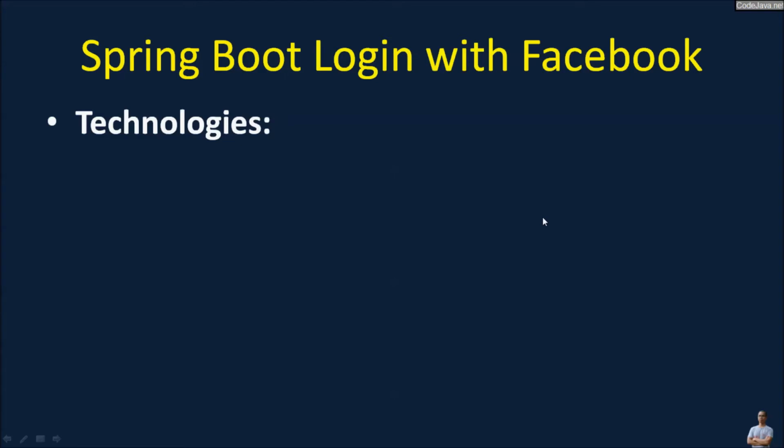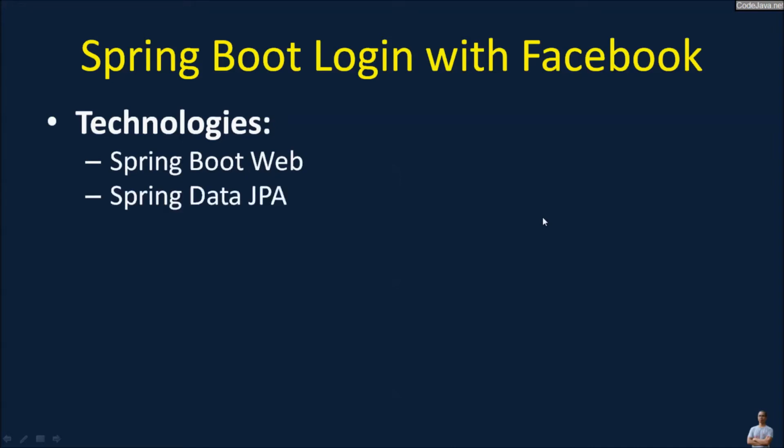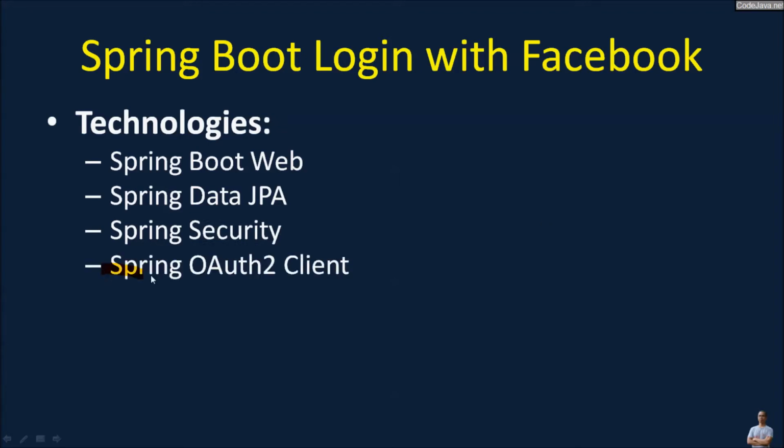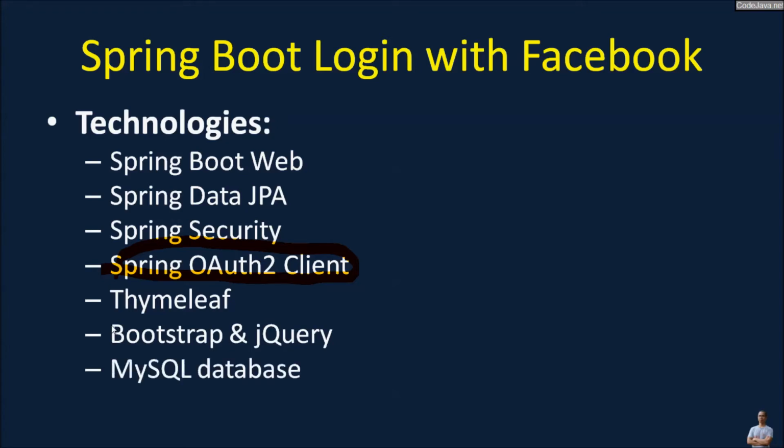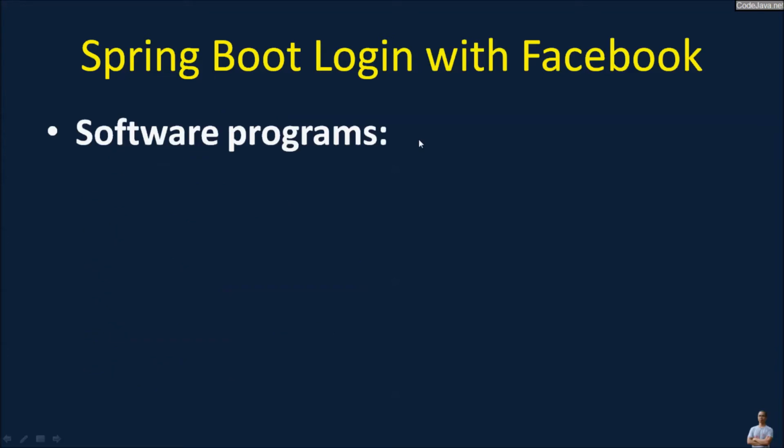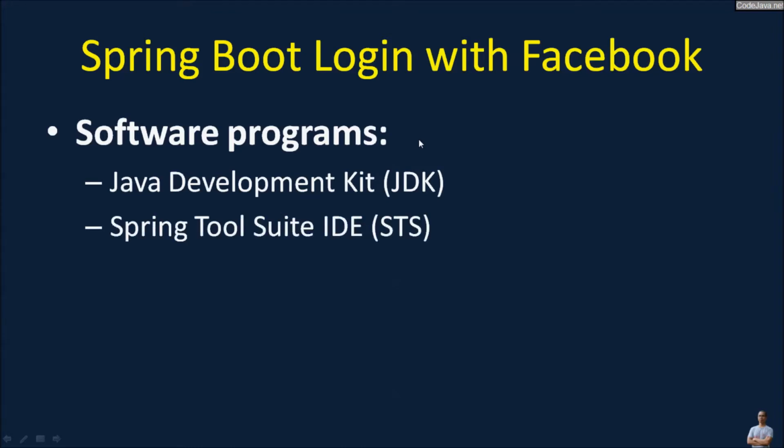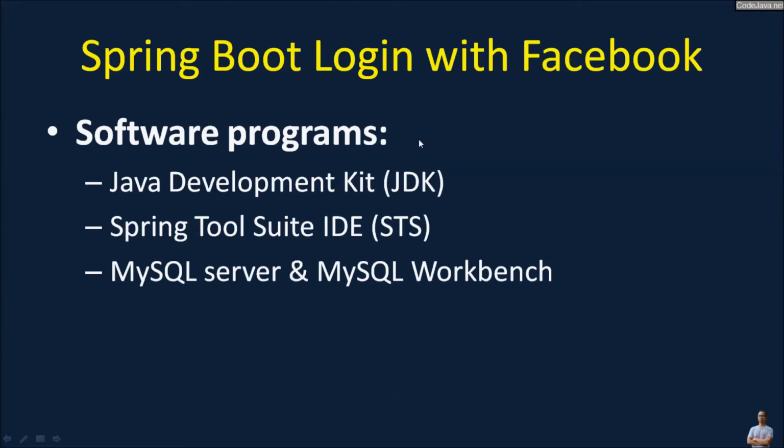So we will be working on a Java project using the following key technologies: Spring Boot for web application, Spring Data JPA for the data access layer, Spring Security for authentication, and Spring OAuth2 Client for implementing social login, Thymeleaf as the template engine, Bootstrap and jQuery for the view layer, and MySQL as the database. To follow this video, make sure that you have installed these software programs on your computer: Java Development Kit, JDK, Spring Tool Suite IDE, STS, MySQL Server, and MySQL Workbench.